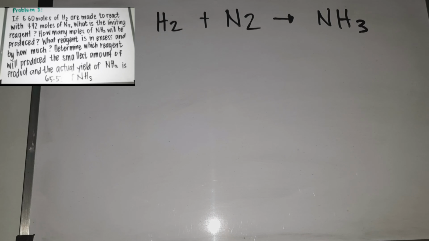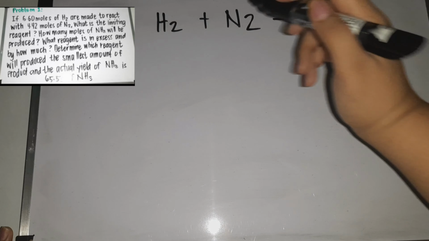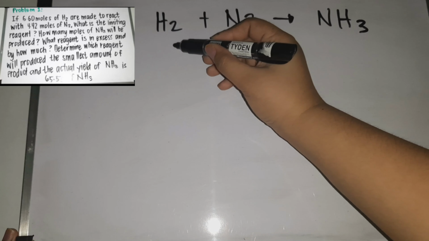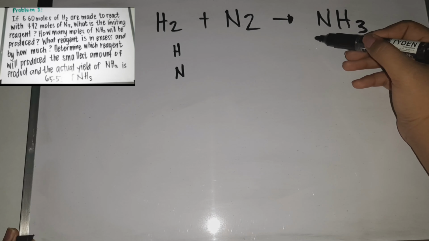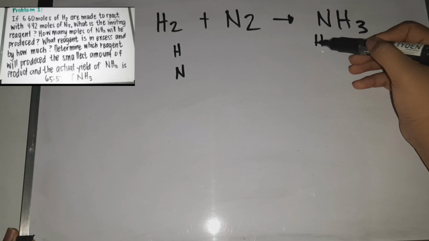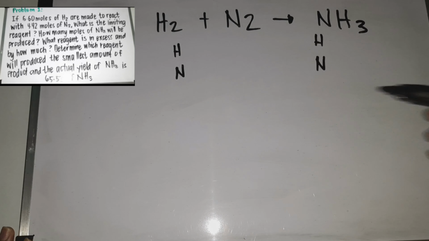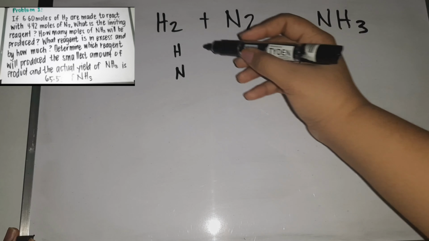So the problem gives us the formula of H2 plus N2 will yield NH3. But as we can see, the equation is not balanced. So the first thing we should do is to balance this equation. In our reactants, we have hydrogen and nitrogen. In the product, we have hydrogen and nitrogen. Please count the number of atoms.